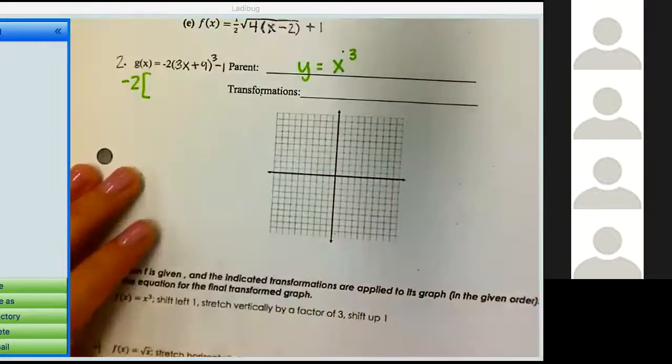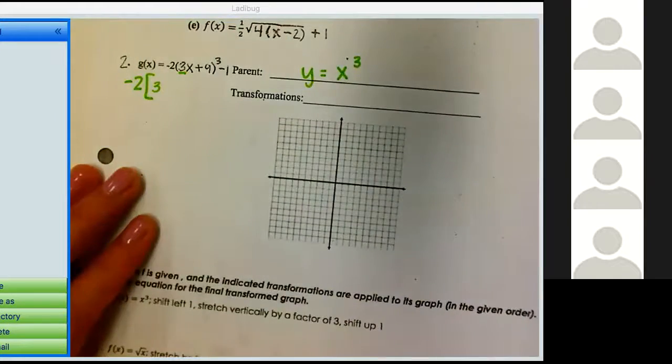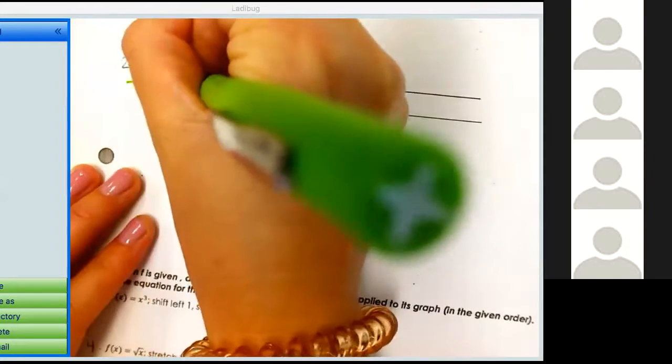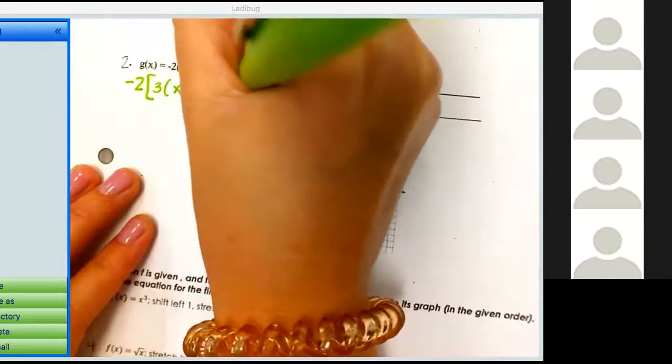So -2 bracket, I'm taking out the 3. And what am I left with as my shift? X plus 3, good. And then this whole thing is cubed minus 1.